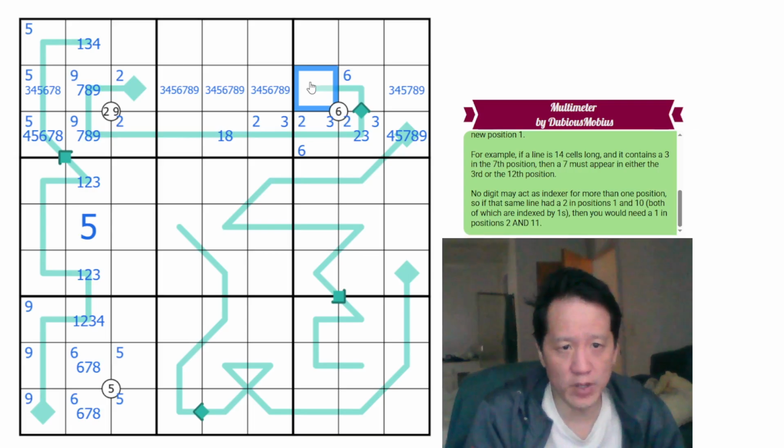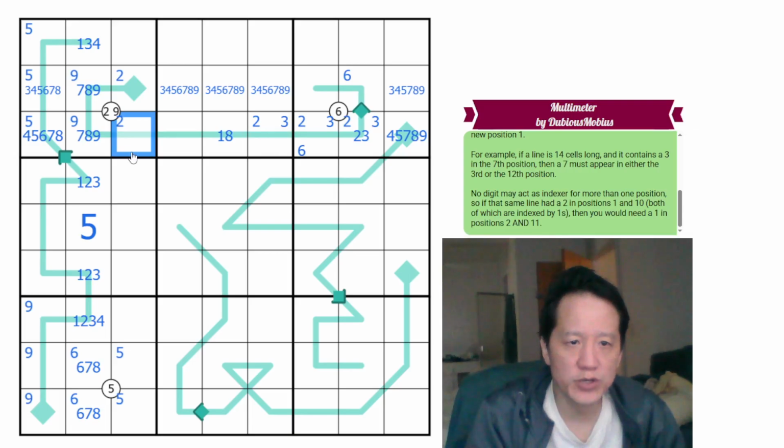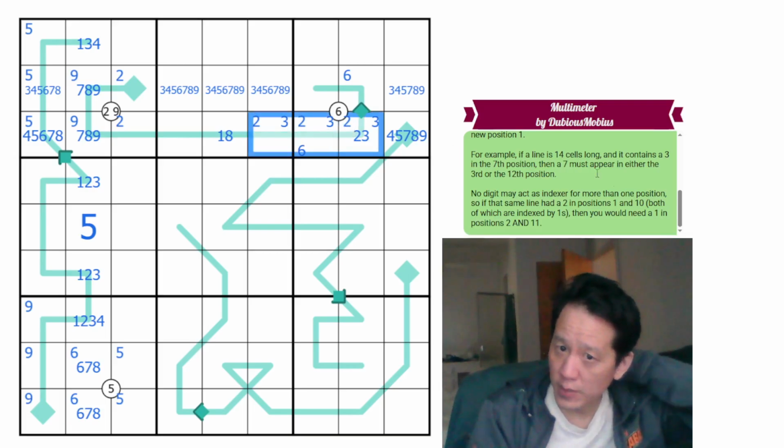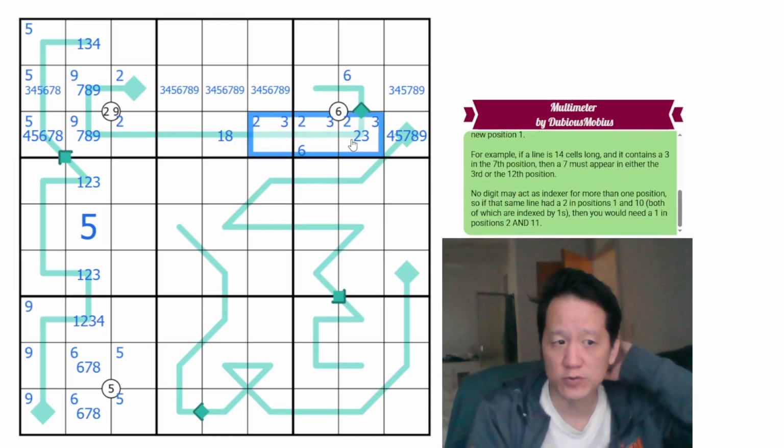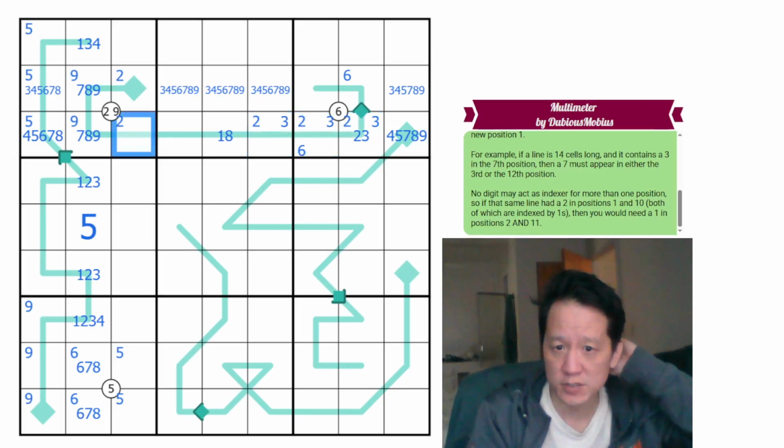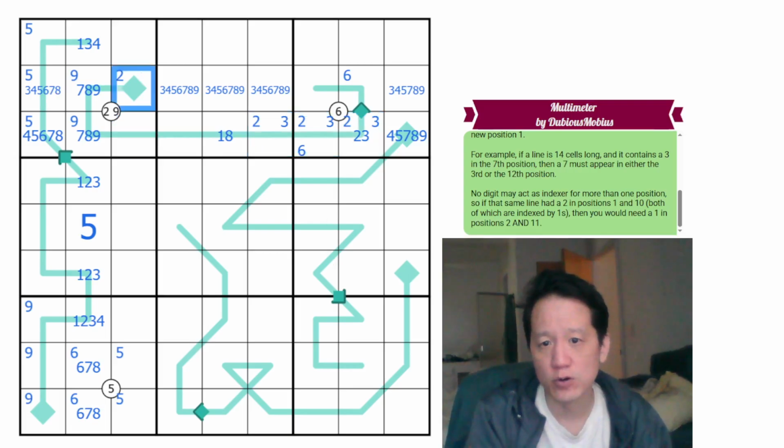Okay. So this cannot be 2 here, because this 7, 8, and 9 says there has to be a 2 in the 7th, 8th, or ninth position for this line, but there's only 1 for any of those. So therefore, one of these is 2, which means this cannot be 2. Therefore, this is a 2.